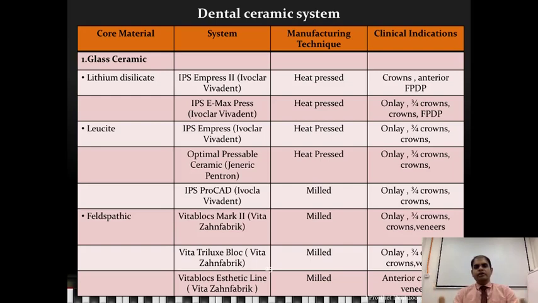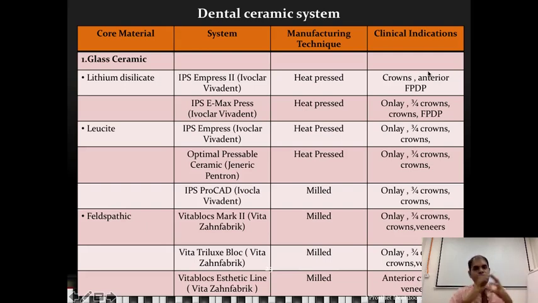So this is a summarized table that I tried to put together of the different systems, just to refresh what we have discussed. We have glass ceramic, lithium disilicate, leucite, feldspathic. These are the names: IPS e.max lithium disilicate, leucite IPS Empress, and feldspathic Vitablocks, Vitablocks Mark II, Vita Triluxe. How we process them, heat pressed and milled, and some clinical indications for why you use them.